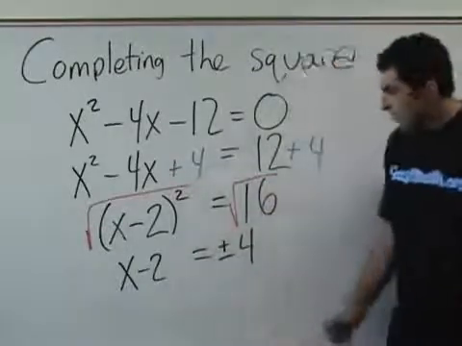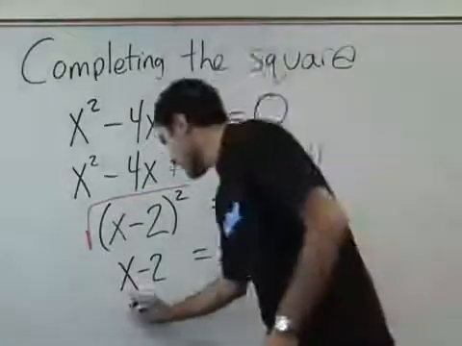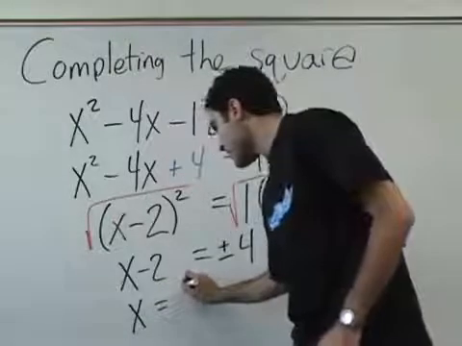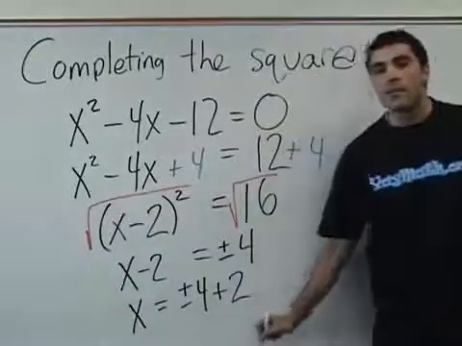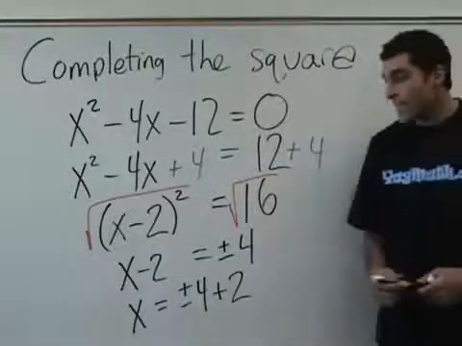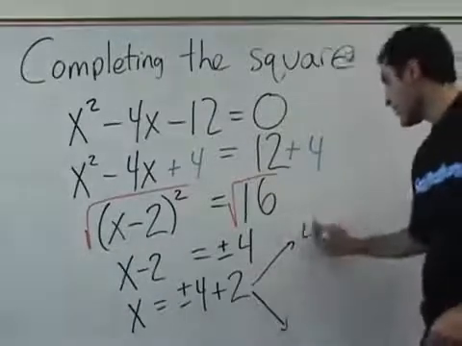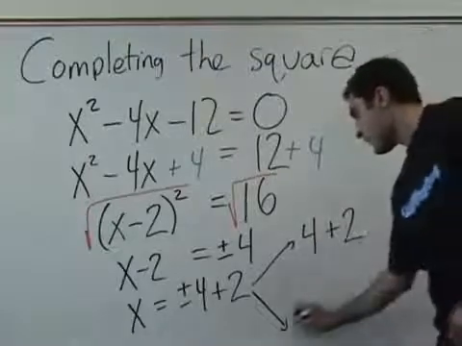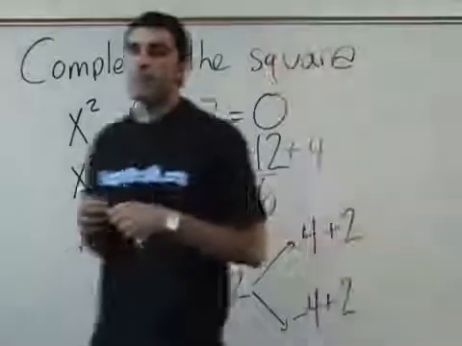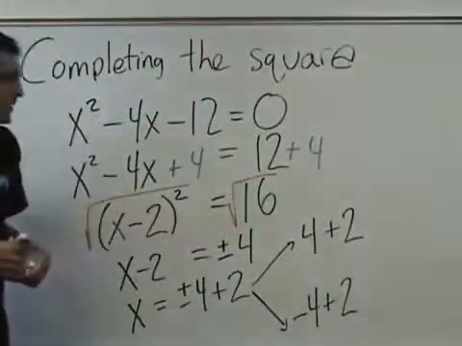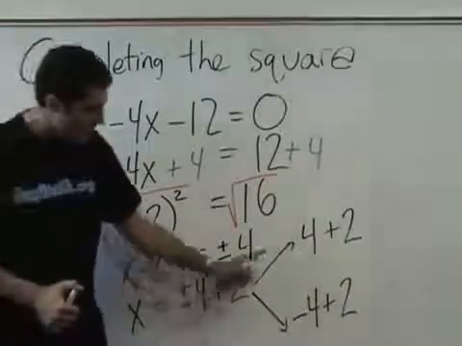So what do we do to both sides? Add 2. X equals, now watch this, plus or minus 4 plus 2. What this means is two answers: 4 plus 2, and negative 4 plus 2. That's what plus or minus means. It means 4, and it also means negative 4. So from this answer we get two paths.